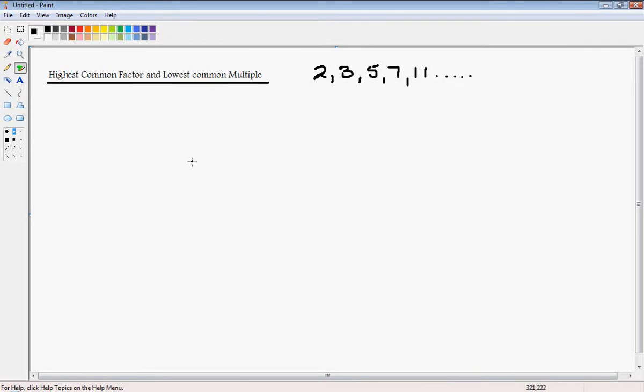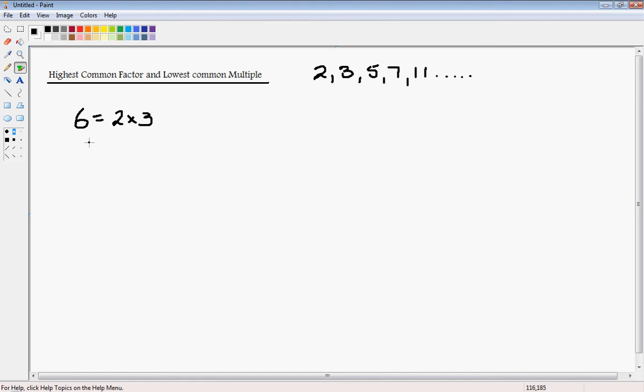Okay, so highest common factor and lowest common multiple. Now if you remember from the lesson, these are all prime numbers. So prime numbers can only be divided by themselves and 1. And we know that all numbers, if they're not prime, can be broken down into primes. So 6 would be 2, which is prime, times 3. So we get 2 times 3 gives us 6.